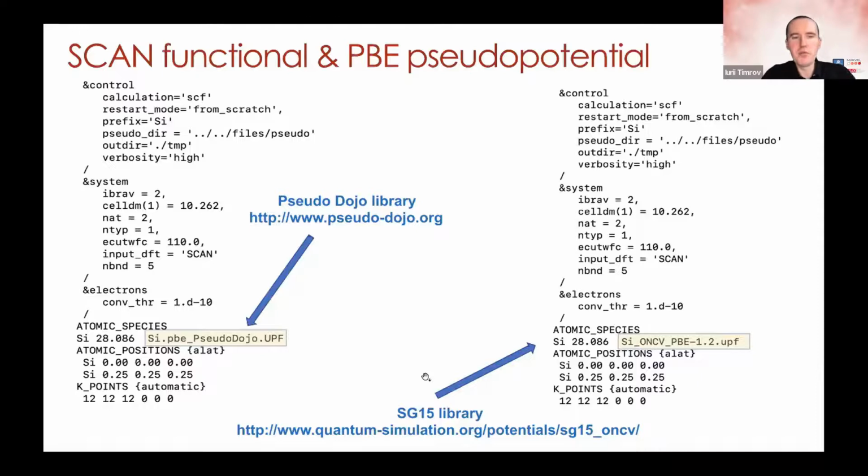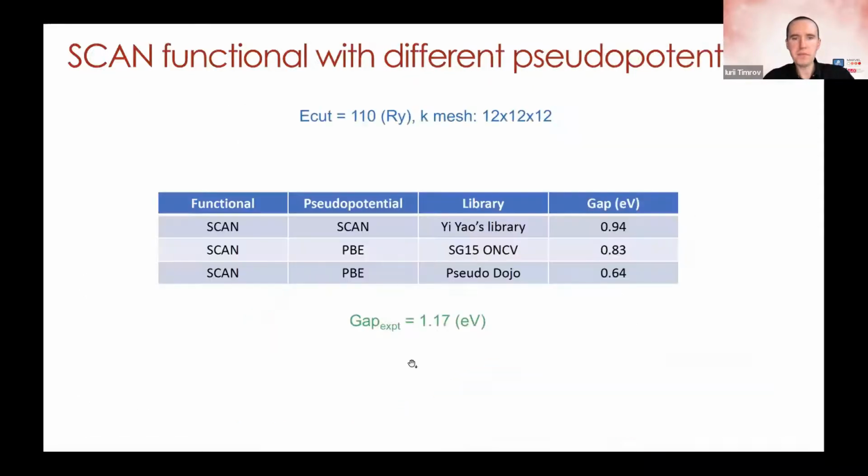The question we are asking ourselves, what would be the value of the bandgap? Would it be as accurate as the one with the SCAN pseudopotential? Would it be better or would it be worse? And this is the result. You can run these calculations on your own when you have more time. But if we use the same cutoff, 110 Rydberg, and the same K-mesh, 12 by 12 by 12, we can see that with the SCAN functional and SCAN pseudopotential, the value of the bandgap is 0.94 eV, and the experimental bandgap is 1.17 eV. So it's pretty close. I would say it's quite good.